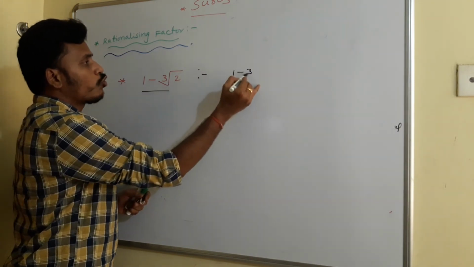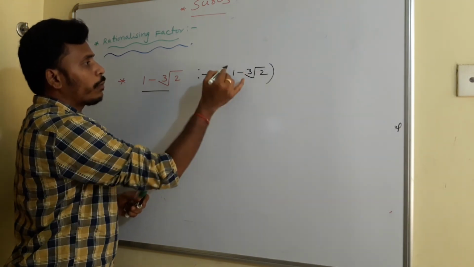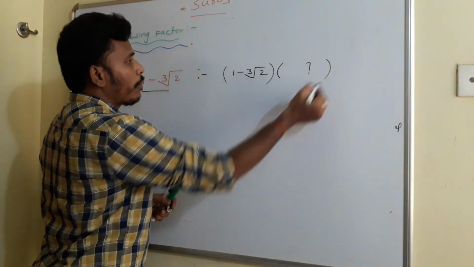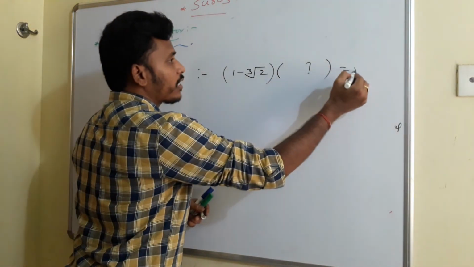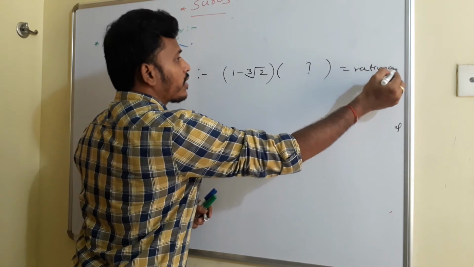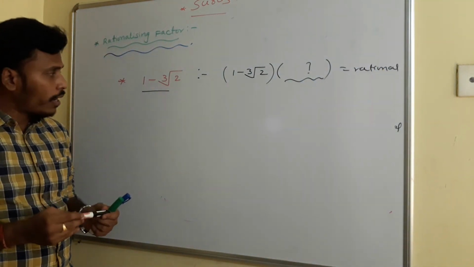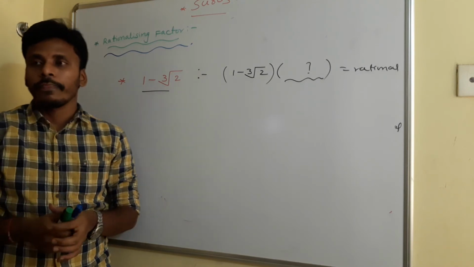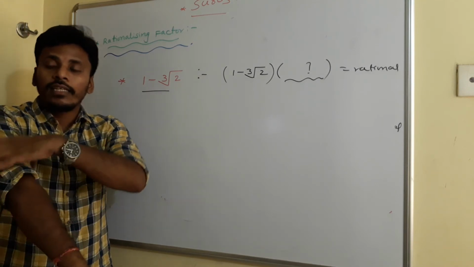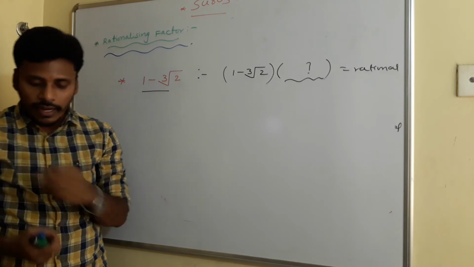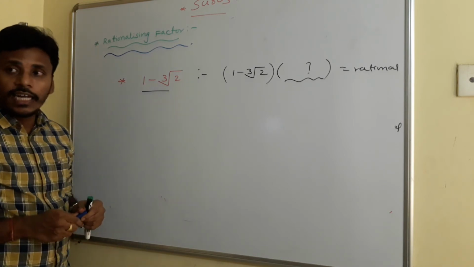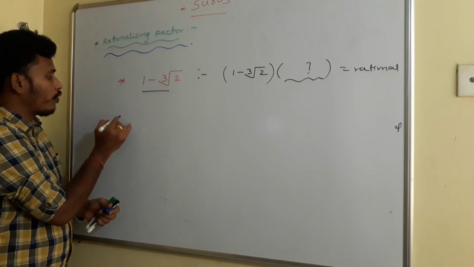See, 1 minus cube root 2 is given. You need to multiply this 1 minus cube root 2 with some other number. The result is a rational. To make the result rational, you need to find this question mark. To find that question mark, since cube root is involved, as I said, you need to get the support of different algebraic identities. We have an identity related to this. Here minus is involved now.